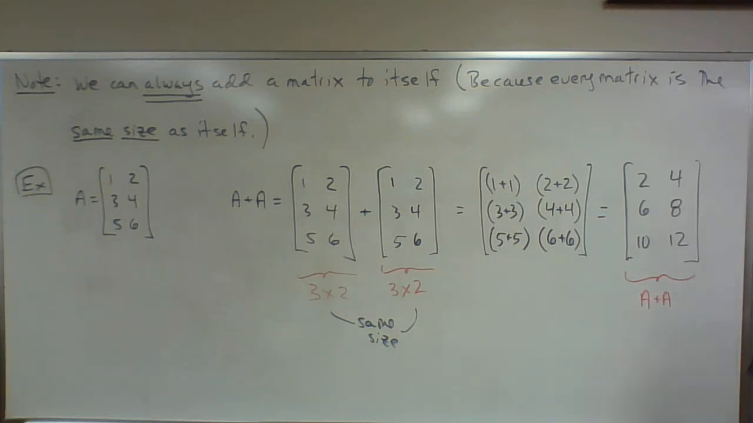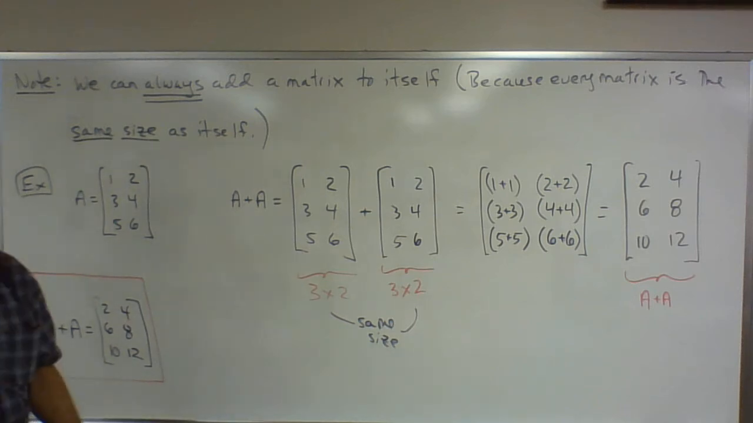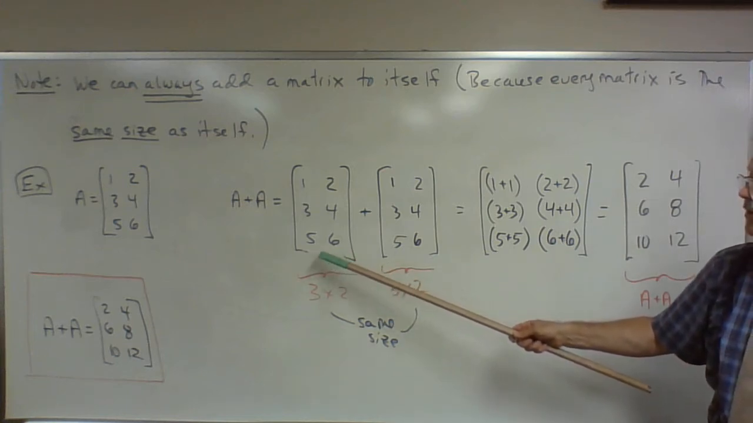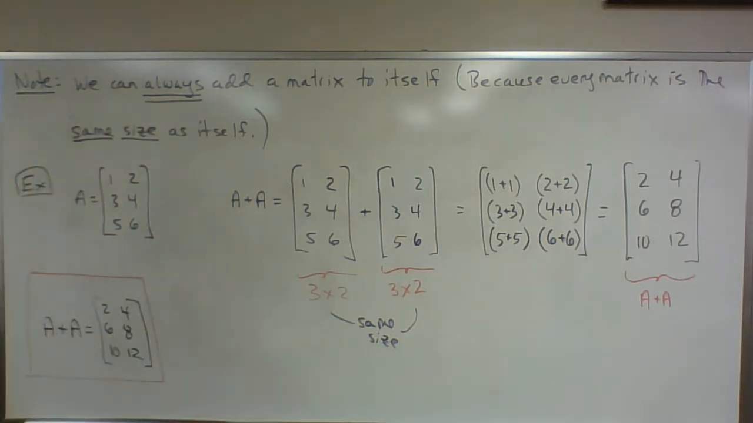Okay, there we have it, A plus A. And I'm going to encapsulate my answer down here. A plus A equals, what was it? 2, 4, 6, 8, 10, 12. And some of you may have noticed something. This matrix here, A plus A, is the matrix that we would get if we took the matrix A and multiplied it by 2. Let me make room for that.